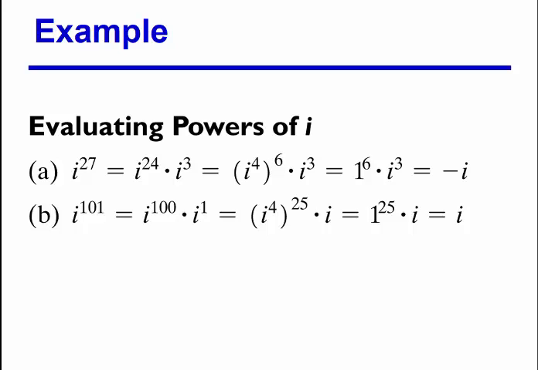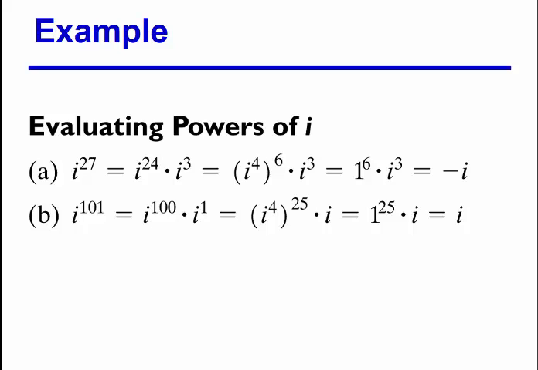So evaluating powers of i. So i to the 27th is just simply equal to i to the 24th times i to the third. Now i to the 24th, we can simply separate that more into i to the fourth raised to the sixth power times i to the third. Now i to the fourth just simply becomes 1 to the sixth power, which is 1, and then i to the third power is negative i.